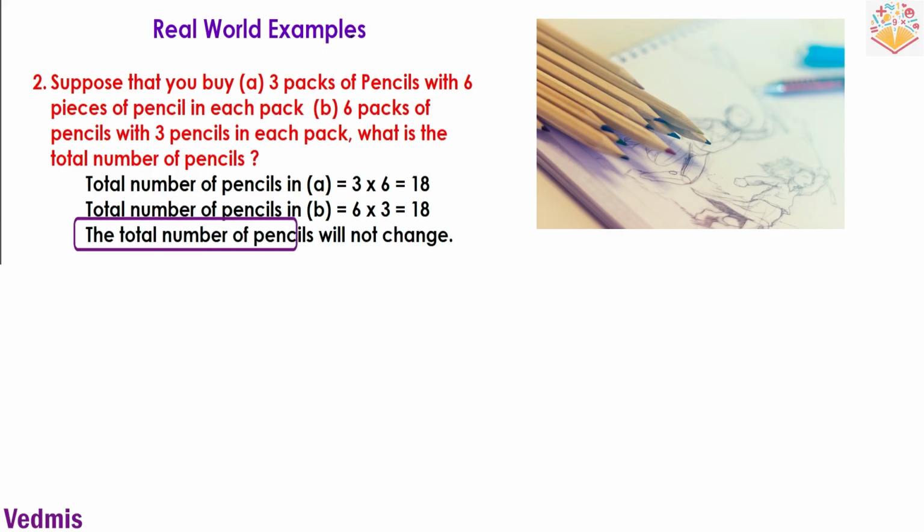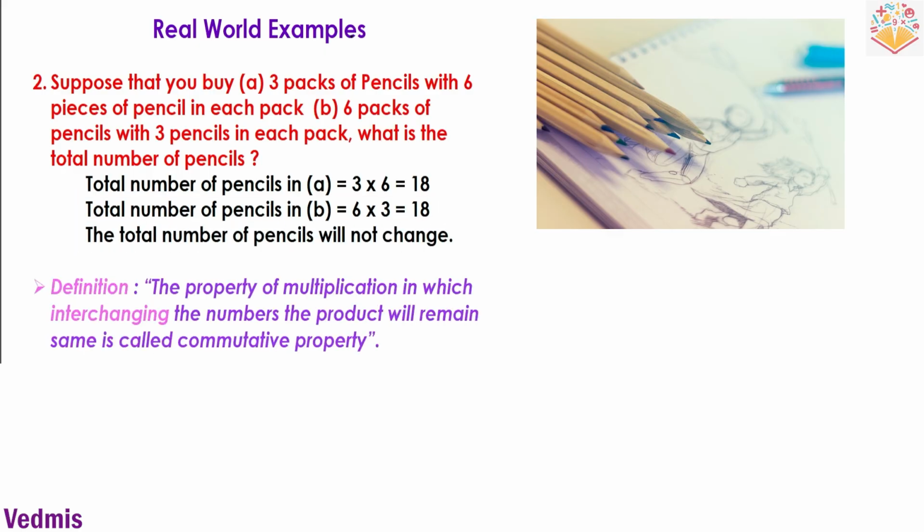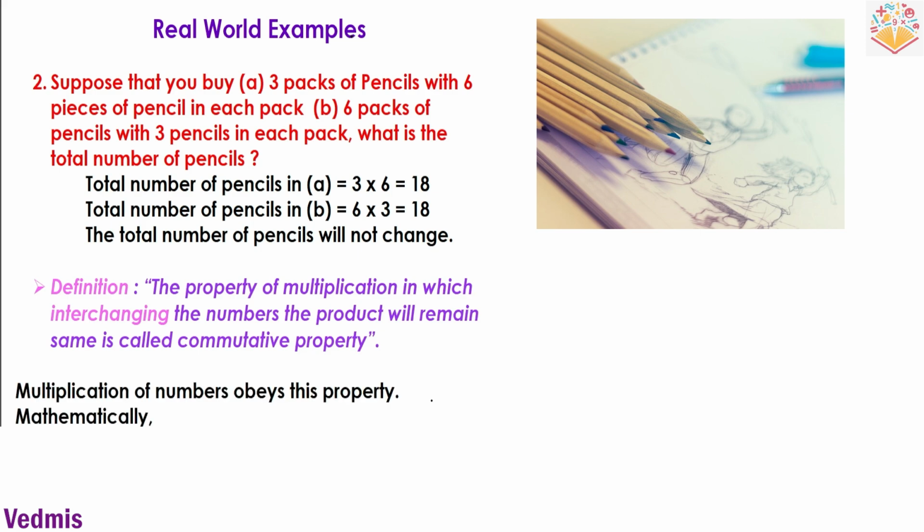The total number of pencils will not change. This property is called commutative property. The definition is the property of multiplication in which, on interchanging the position of the numbers, the product will remain the same. It is called commutative property. Multiplication of numbers obeys this property.